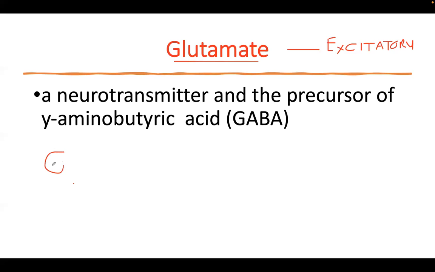Now I'm going to write this equation here. Glutamate is catalyzed to become GABA. Now question, what is GABA? Is GABA excitatory or is it inhibitory? Okay. So GABA is inhibitory. Very good.